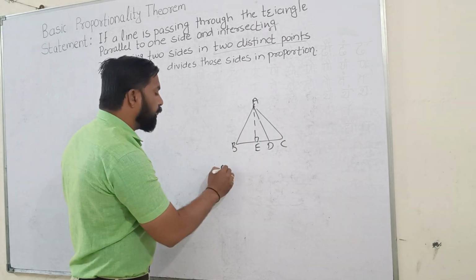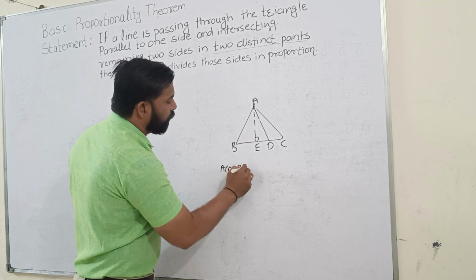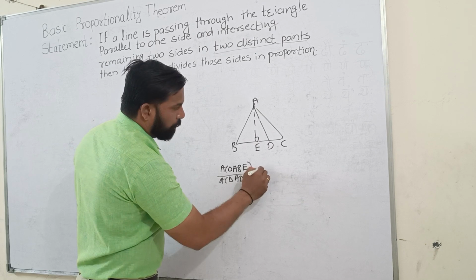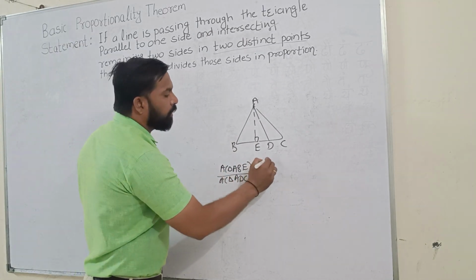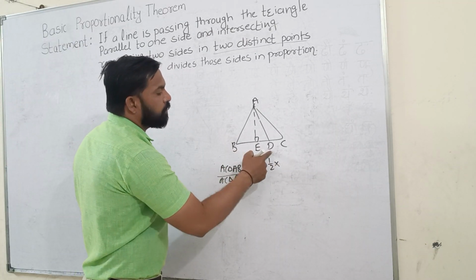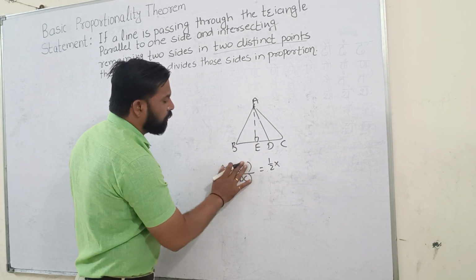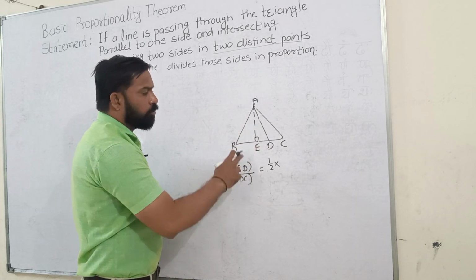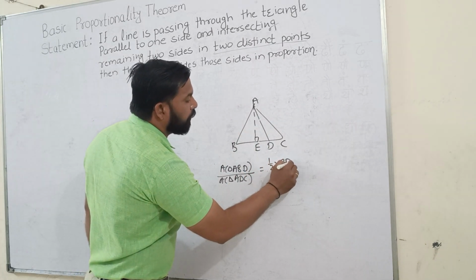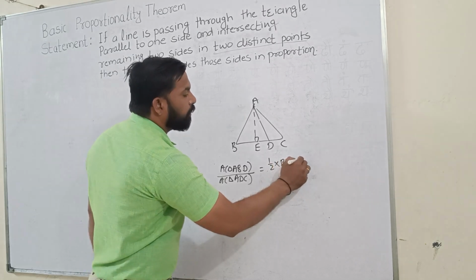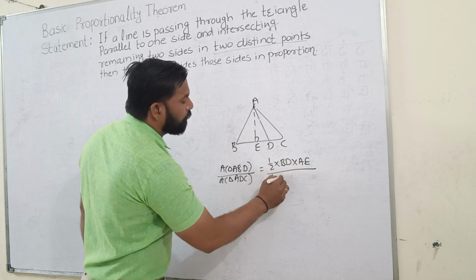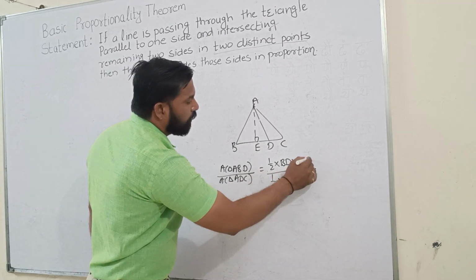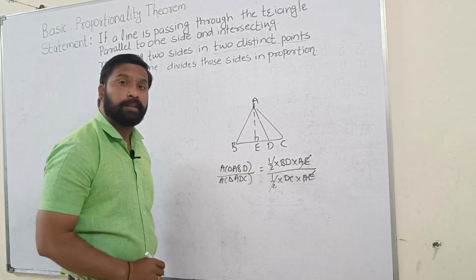Now, the ratio of area of triangle ABD to area of triangle ADC is equal to, what is the area of triangle ABD? Half into base BD. I am supposed to write ABD, as we are considering triangle ABD. So what is the base of ABD? BD. What is the height of ABD? AE. Similarly, half into, what is the base of ADC? DC. What is the height of it? AE, and the half will get cancelled.